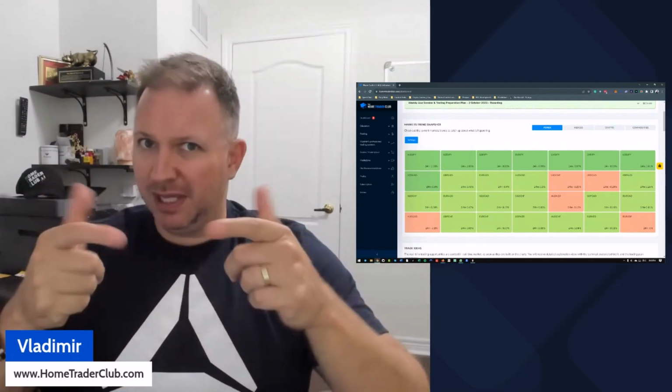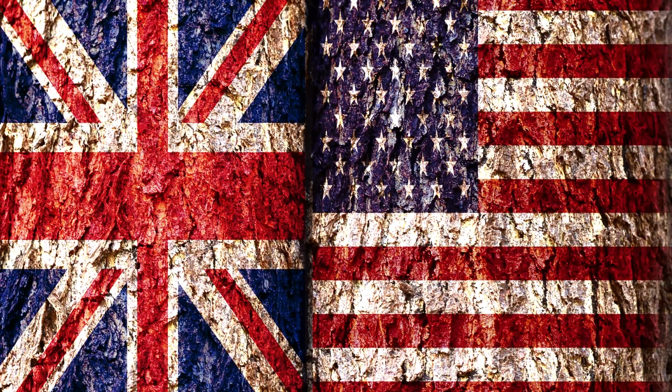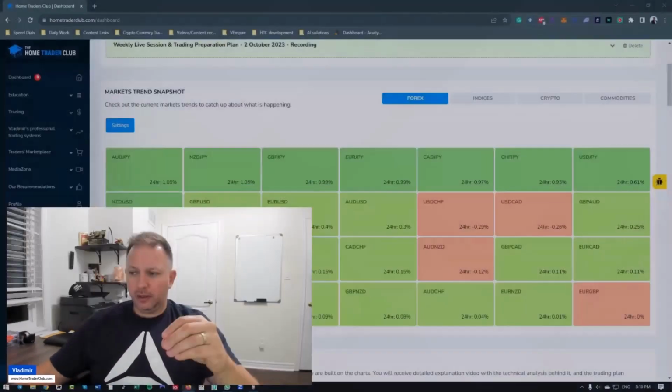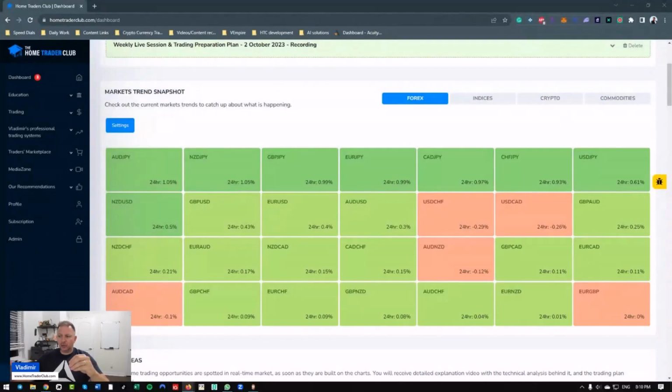Ready? Let's begin. So the very first instrument I would like to share with you would be the pound dollar. The pound dollar has absolutely classical conditions, what I love to call synchronization from a higher time frame to the lower time frame. But before we actually go and talk about the chart, let's take a look at the numbers.